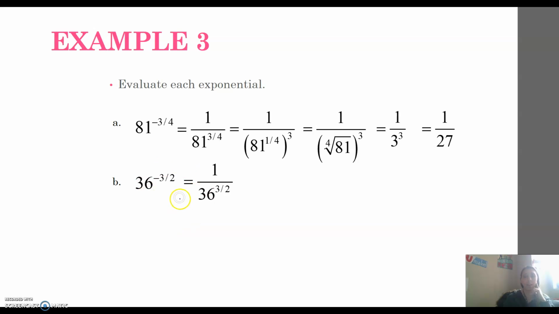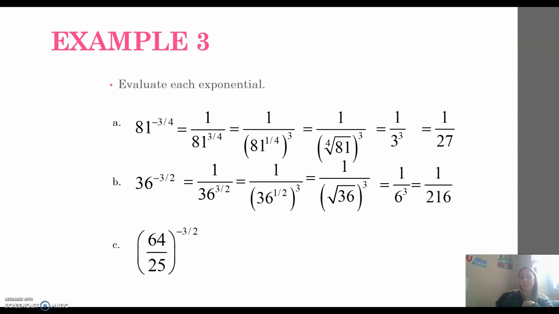So we're going to do the same thing here. We have 36 to the negative 3/2. That's going to be equal to 1 over, because it's negative in the numerator. If it's negative in the numerator, we move it to the denominator. If it's negative in the denominator, we move it to the numerator. And remember, the power belongs to whatever it's touching, and these are touching the whole base. So we're going to rewrite that as 1 over 36 to the 1/2 cubed, which gives us 1 over the square root of 36 cubed. The square root of 36 is 6. And we have 6 cubed, so 1 over 216.